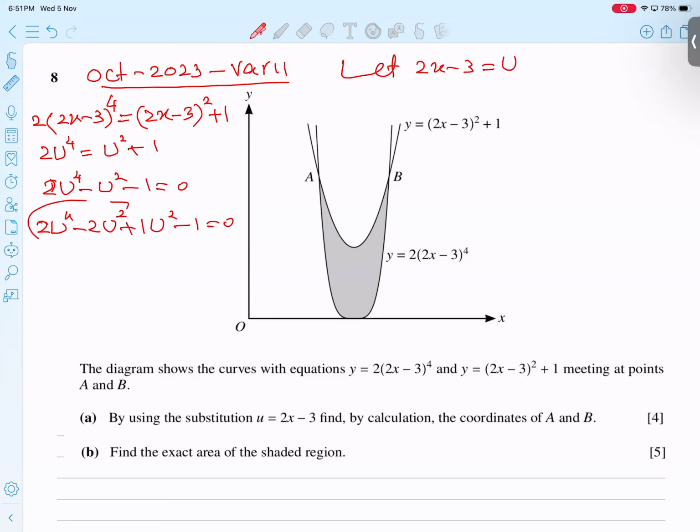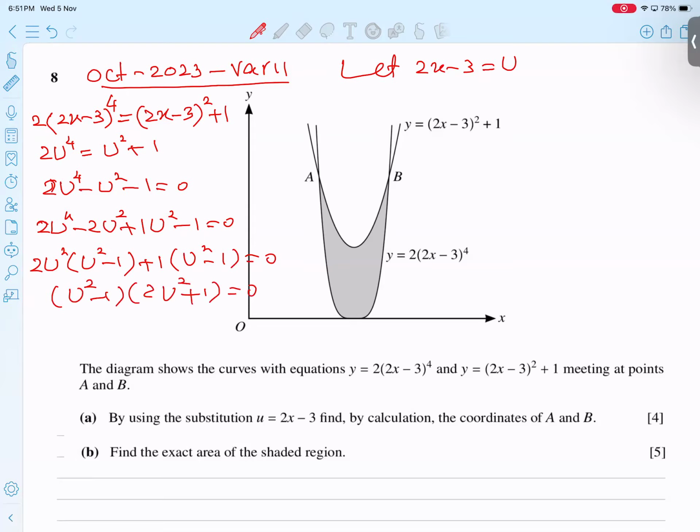So from here, what is common? 2u square common. So I got u square minus 1. From here, what is common? Nothing common, and plus sign. So I got u square minus 1. You can even apply the quadratic formula, no problem at all. I got two answers, u square minus 1 equal to 0 and 2u square plus 1 is equal to 0. So I'm doing the rest of the part here. So I have two options, u square equal to 1 and u square is equal to negative half.